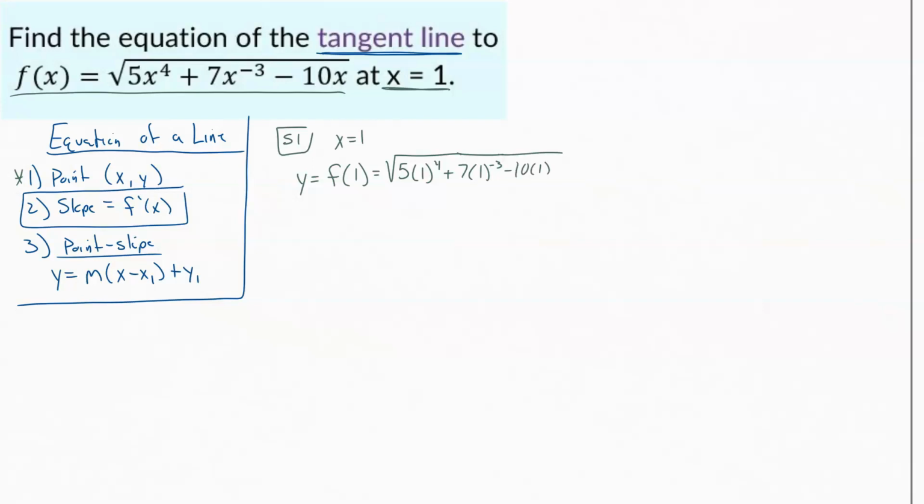And then out of there, cleaning that thing up, you pop it into your calculator, you're going to end up with 5 plus 7 is 12, 12 minus 10 is 2. So we end up with f of 1 equals the square root of 2. So that is our y value. So at this point in our process, our x value is 1, our y value is the square root of 2. We have our x1 and our y1 that we need to plug into our point slope form.